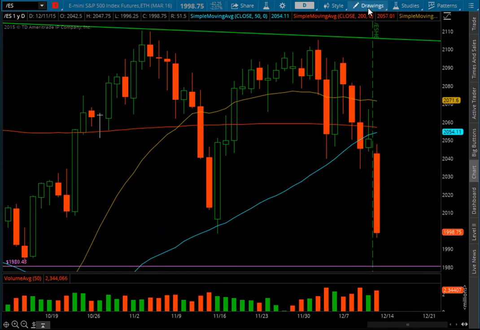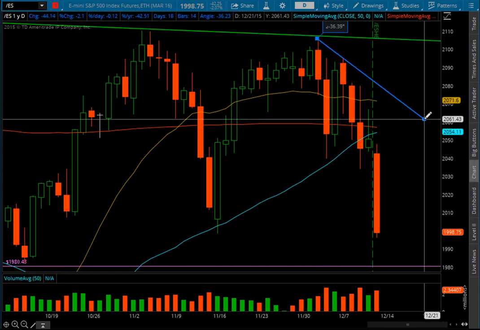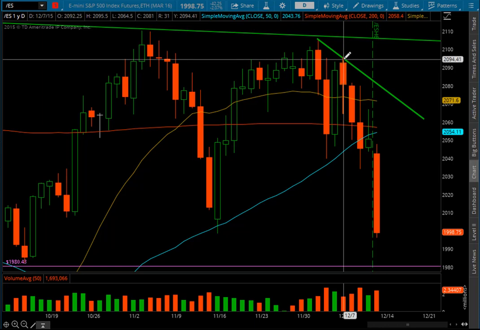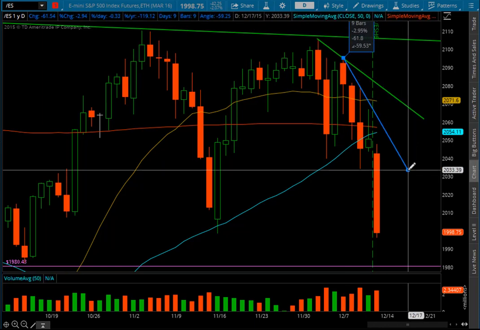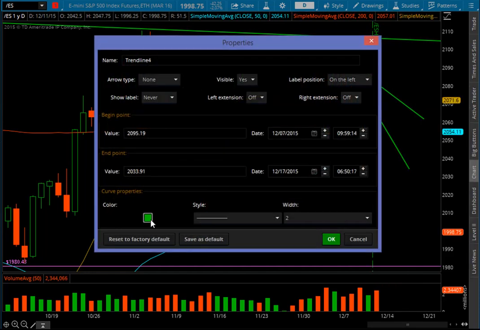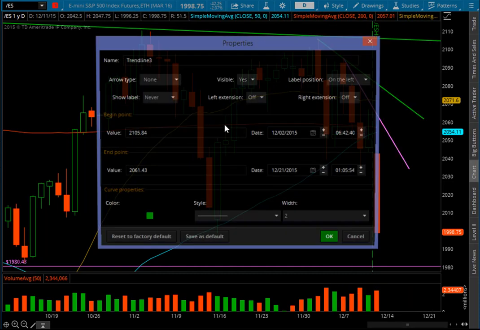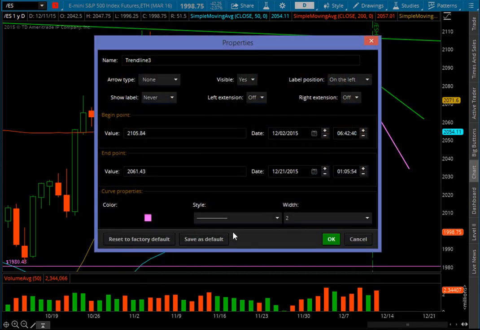So let's go back in here. Let me draw another trend line. Again, that will be your daily trend line. Actually, there's a couple of trend lines in here. There's one right there. You can change these colors, change these colors to pink. The reason why I'm doing that is because I'll show you in a minute.